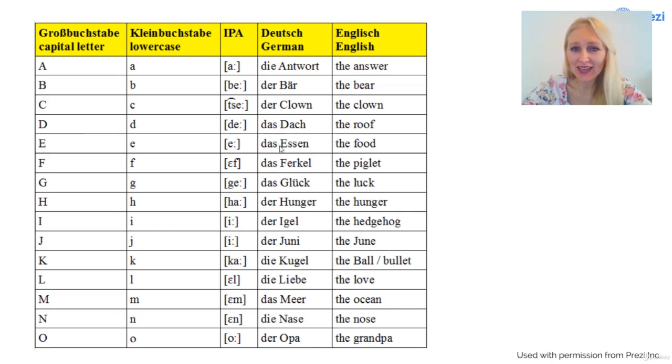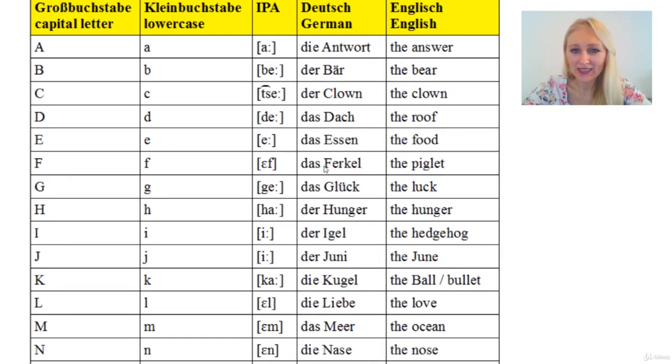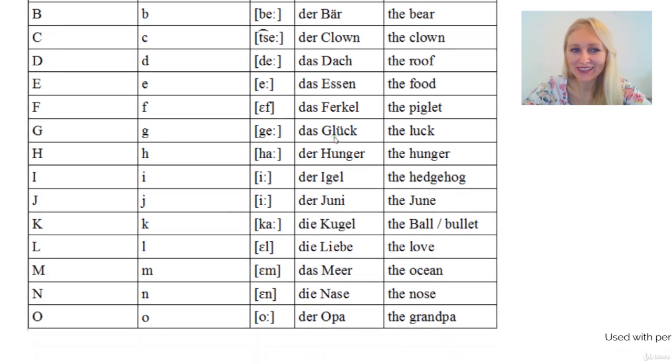E, das Essen, the food. F, das Ferkel, okay, das Ferkel. G, das Glück, okay, das Glück. H, der Hunger. As you see in English, the hunger. There are a lot of words that are very similar, like many German words that are very similar, or even the same as in the English language. Just the pronunciation is different. Like here, as you see with the Hunger in German. Hunger and hunger. I, der Igel.